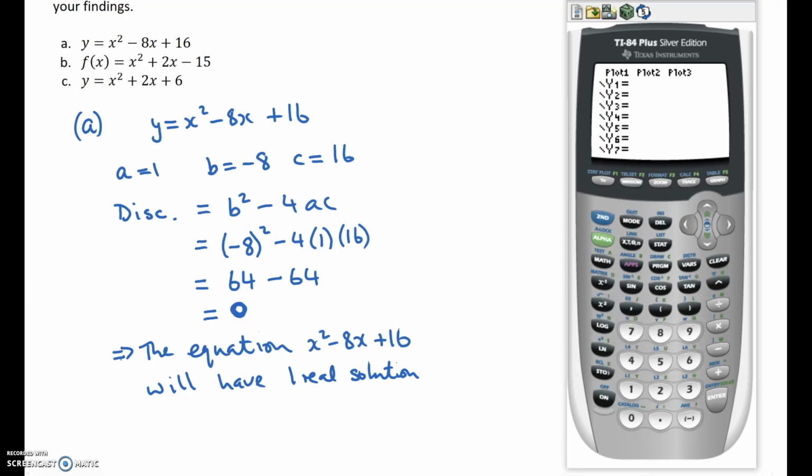So let's call it up, and it's x squared minus 8x plus 16. And if we do a zoom 6 on that, we can see that it touches the graph at exactly one point, just here. That's the point at which it touches the graph, just here.